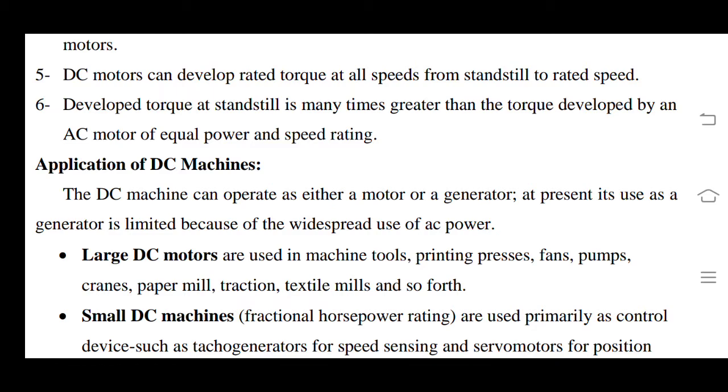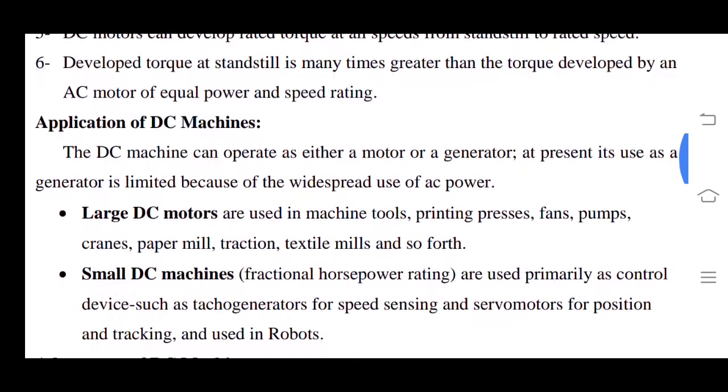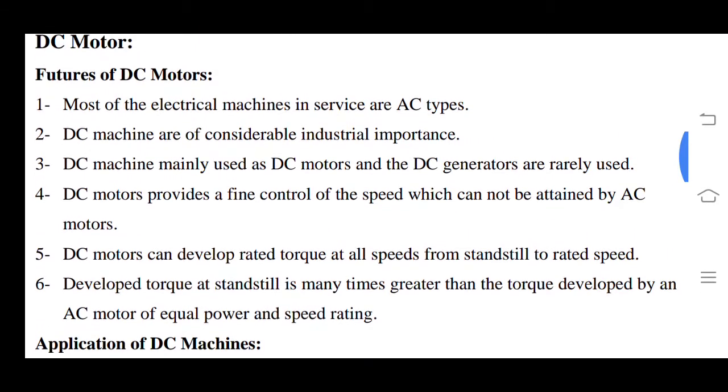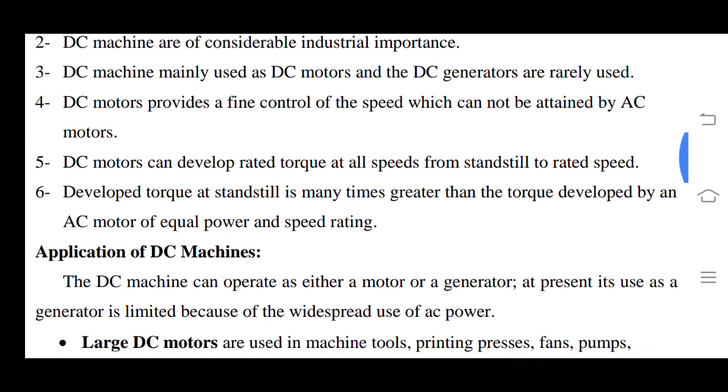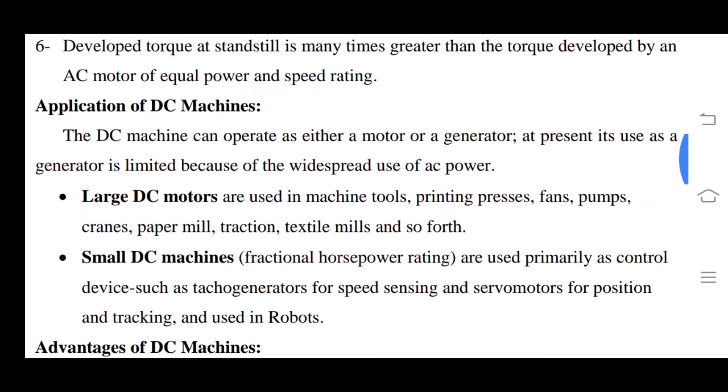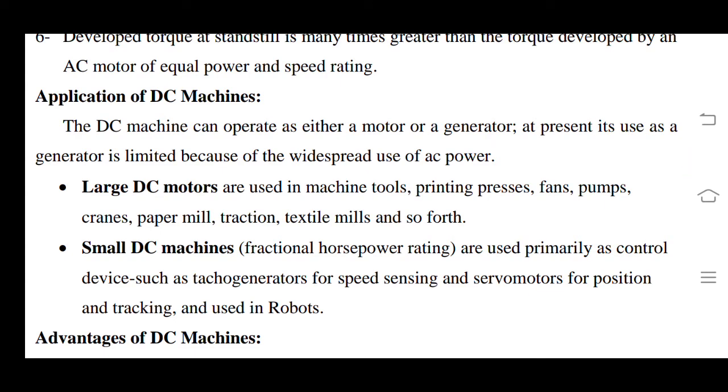So this is again the advantage of the DC motor. Standstill means zero speed condition. That means the machine is going to run, and the speed is increasing from zero. That time is called standstill time. So these are the advantages and features of the DC machine, so we go for DC machines.